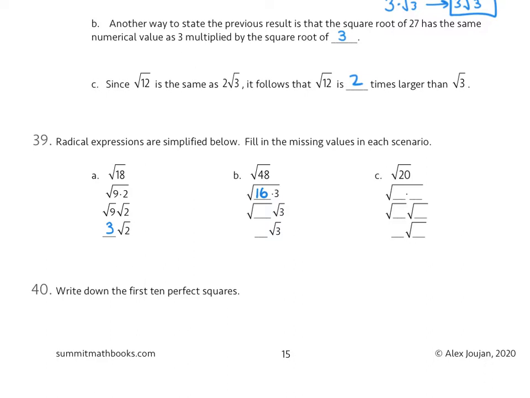So I can write the square root of 16 times 3 as the square root of 16 times the square root of 3, and the square root of 16 is just 4. So root 48 is 4 root 3.